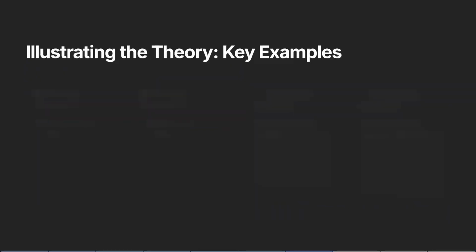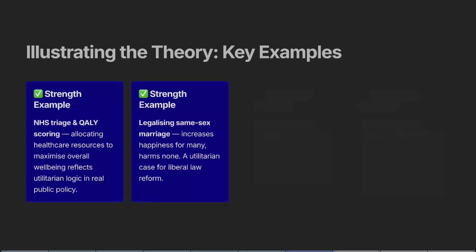Well, let's illustrate the theory with some key examples. Philosophers often use thought experiments to illustrate how utilitarian reasoning works. For example, imagine a doctor with 5 patients who need an organ transplant. If one healthy person enters the hospital, could the doctor sacrifice that person to save 5 others? From a strict utilitarian perspective, saving 5 lives might produce more happiness than saving 1.